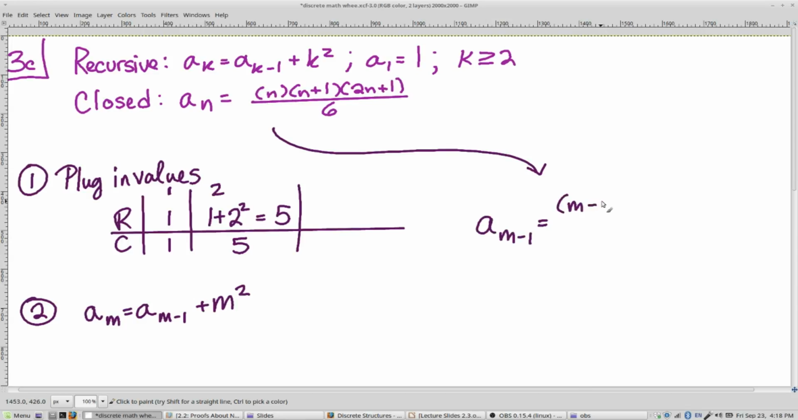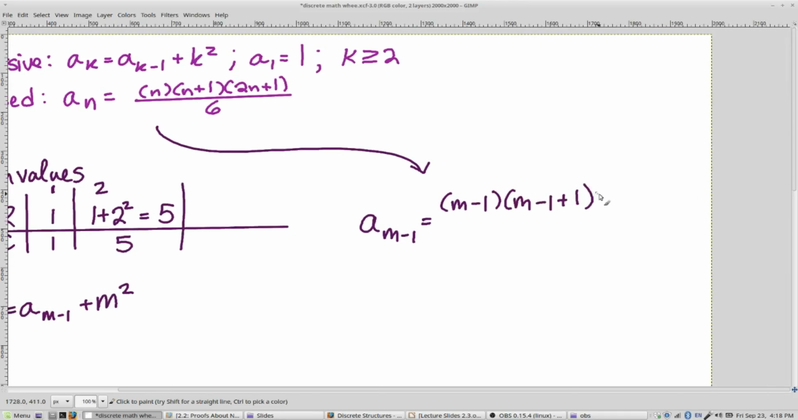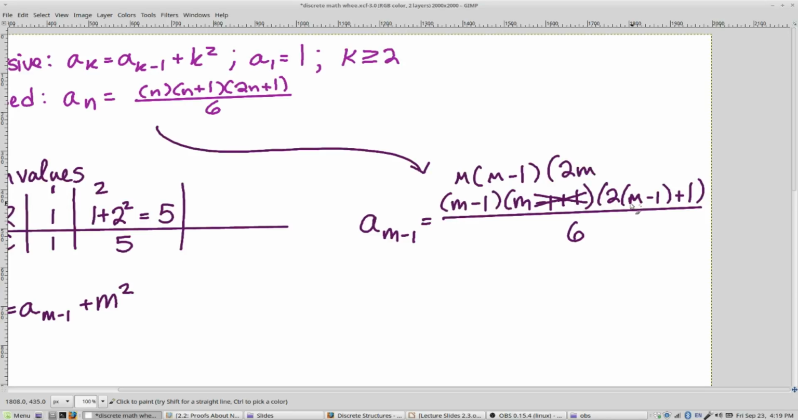So m minus 1, m minus 1 plus 1, and 2 times (m minus 1) plus 1 over 6. And then we get to do all of the math. Yay! Okay, so this part just crosses out. So m minus 1, and this will be 2m minus 2 plus 1. I am skipping some steps, but if you're getting lost on some parts, it might be better to not skip any steps at all.